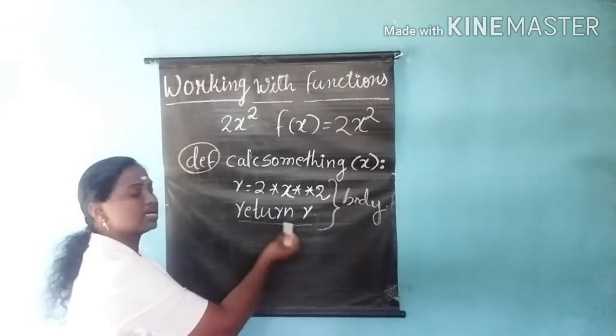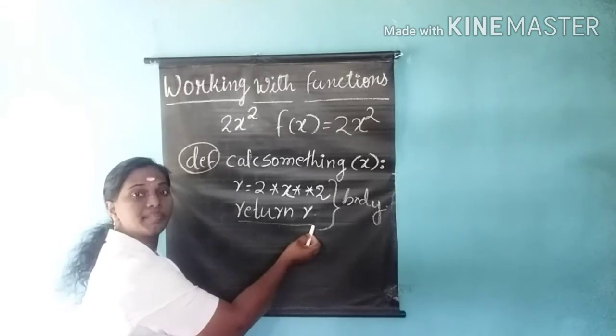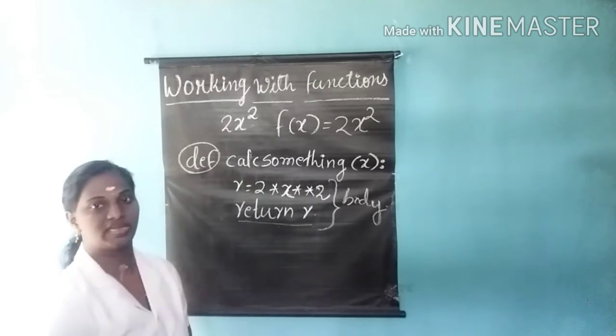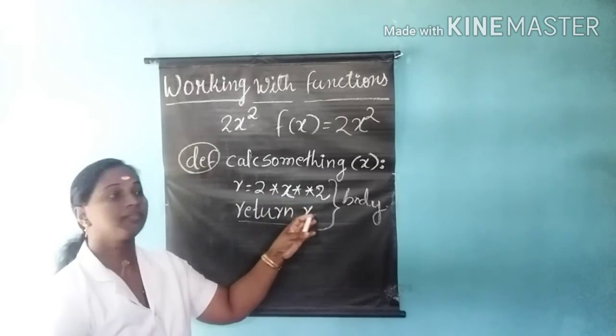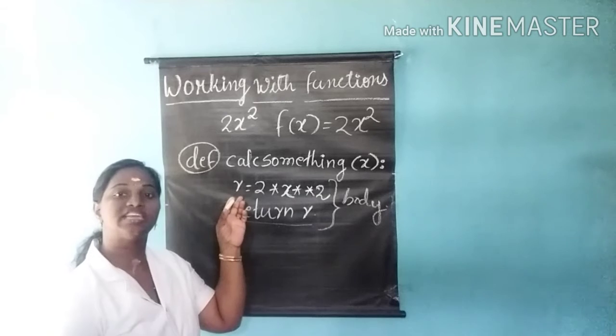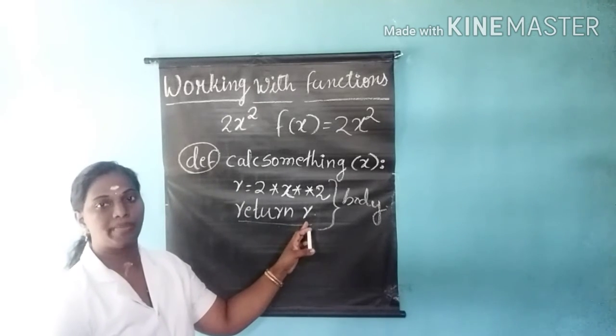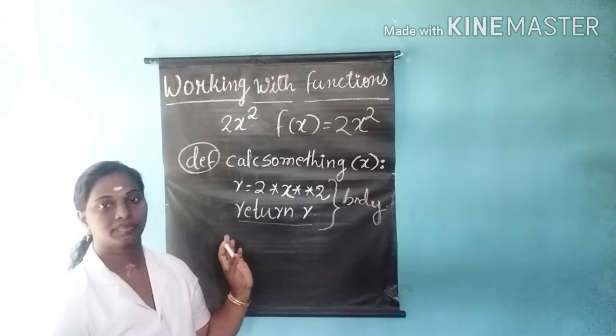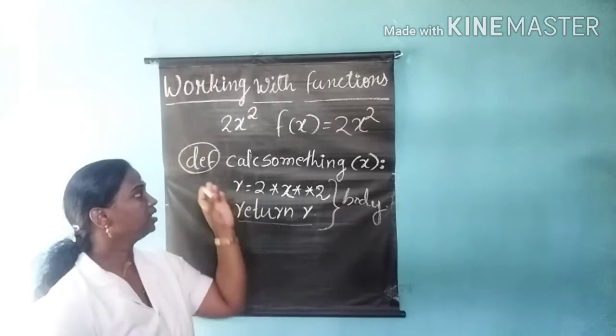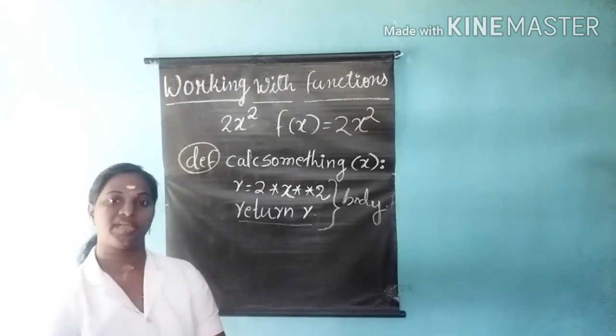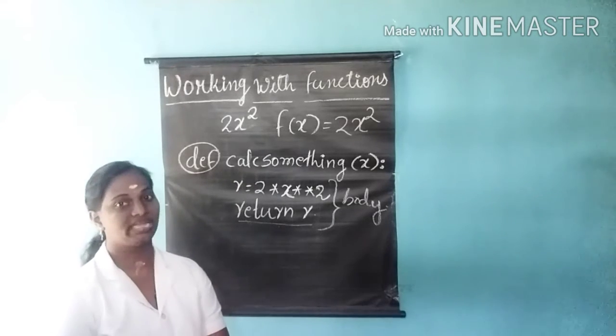Okay. Return R means this is a statement to return the computed result. Whatever the result, or whatever function or value you assign to this variable R, that value will be returned. Clear? So, to define a function, you can use the keyword def.